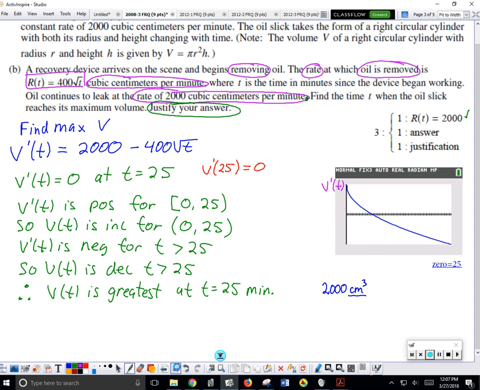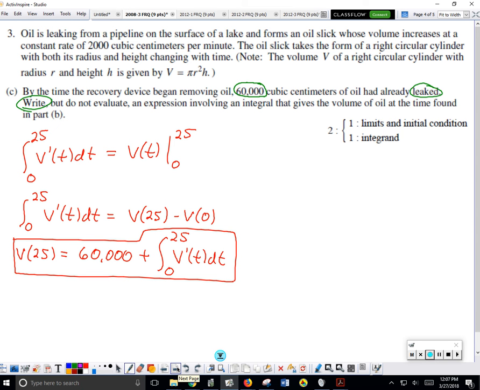Okay, last one. What else creeping up on us? By the time the recovery device began removing oil, 60,000 cubic, so there's how many there were at time 0. There's 60,000 cubic centimeters of oil already leaked. Read carefully, don't read fast. It says write, but do not evaluate. There have been no greater words ever written on the AP test. It's like, hallelujah, I don't have to do anything but write it down.